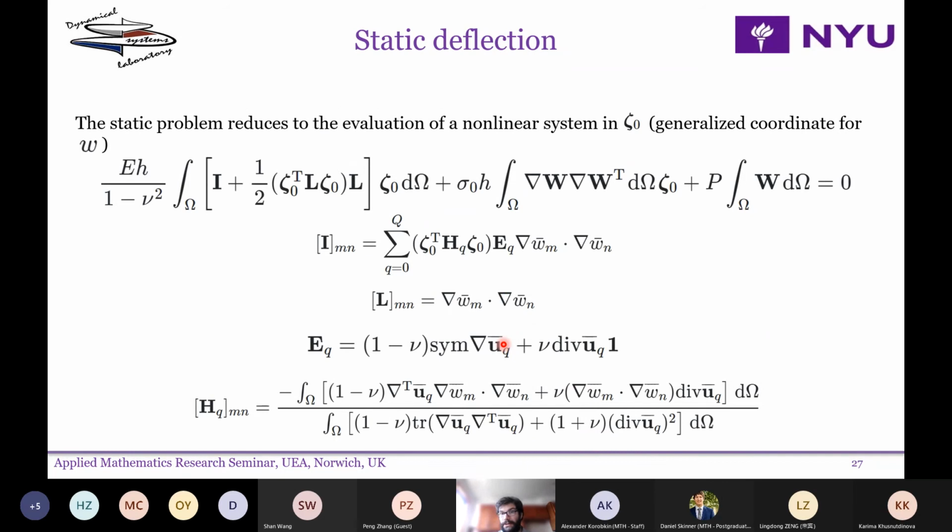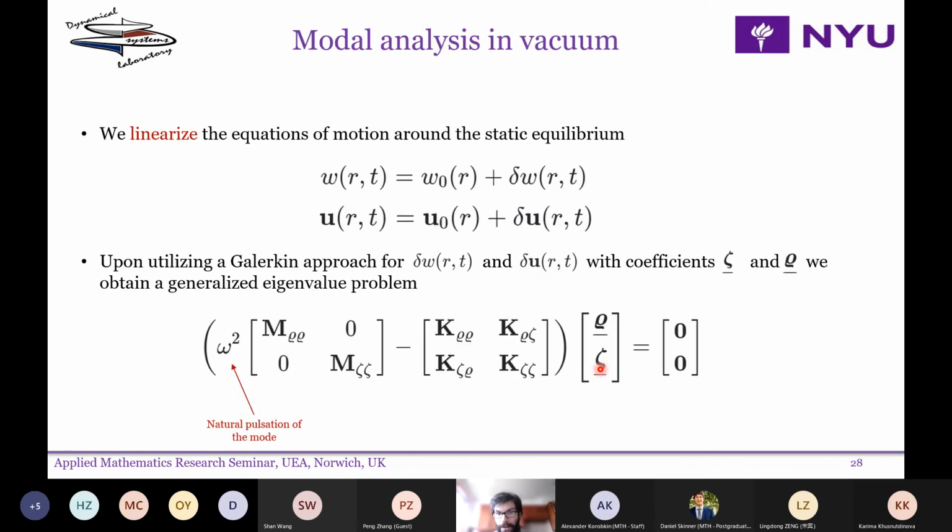So we can at this point consider the static problem for the membrane. We can find a weak formulation, apply Gauss theorem, and substitute our solution for our shape functions. What we find in the end is simply a nonlinear algebraic system for this term zeta 0, which is the generalized coordinate for W. We don't have the generalized coordinate for U because the two are related in the static problem. It's a bit complex, not the prettiest equation, but it's simply a nonlinear system that we can solve easily numerically.